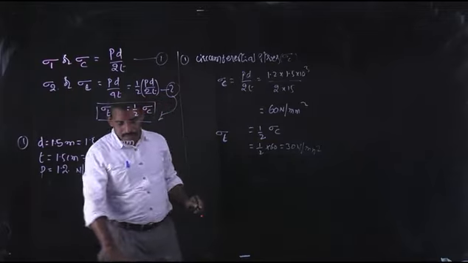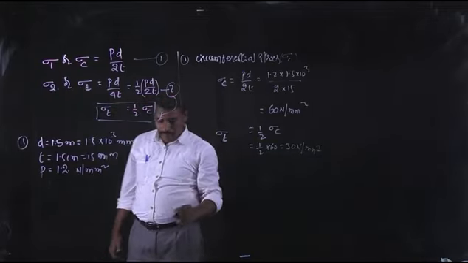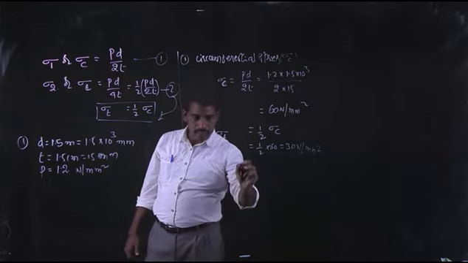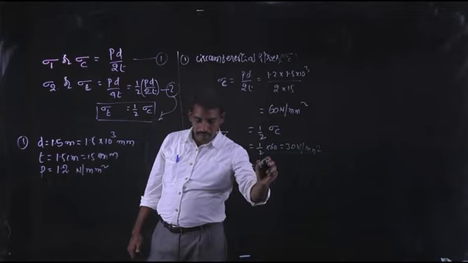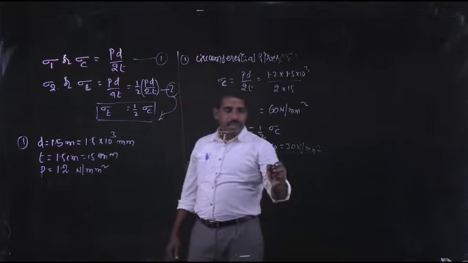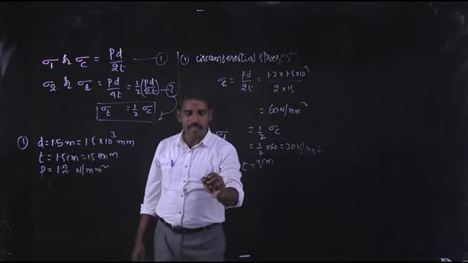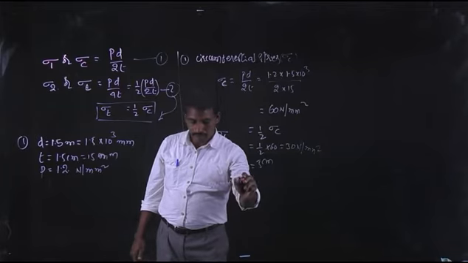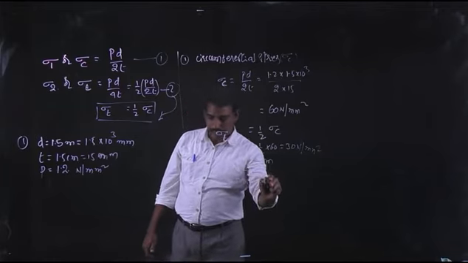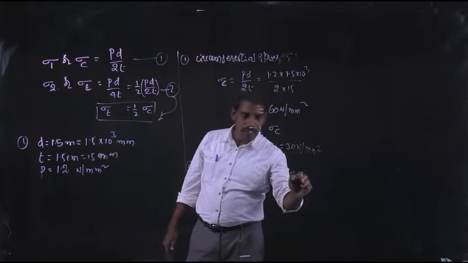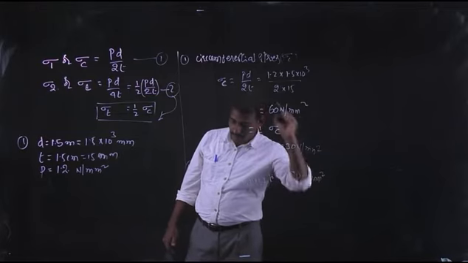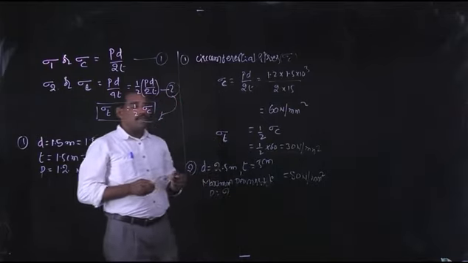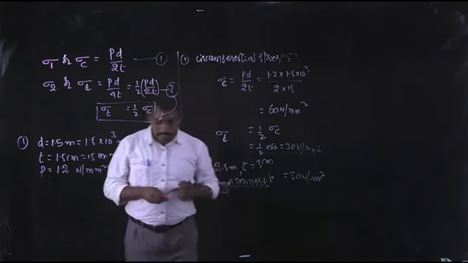Similarly, let us see one more problem. If the diameter of the pipe is given as 2.5 meters and its thickness T is equal to 5 centimeters. Here the maximum permissible stress, this is the key point, is given, that is equal to 80 Newton per mm square. We just have to find out the P value. Here we have to look into the maximum permissible stress.